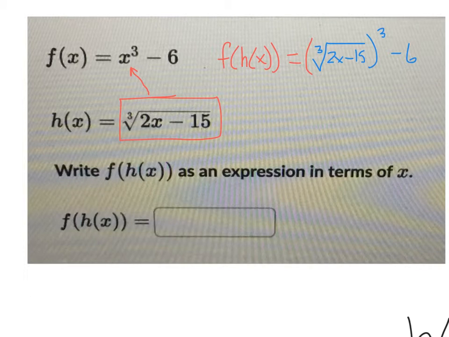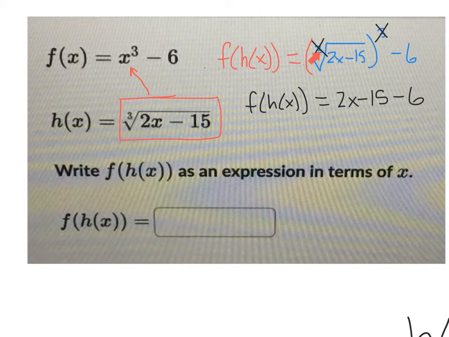Okay, so all we want to do at this point is simplify this. And so you'll see right here, I'm taking the cubed root, but I'm also what? Cubing it. Well, those are opposites of each other, so what that does is just make both those go away. So the cube root goes away and the cube goes away. And so I have f of h of x equals just 2x minus 15 minus 6. Because remember, the cube root, which is this little 3 here, and the little check mark meaning cube root, goes away because I'm cubing it. Those are opposites of each other. And so all I'm left with is 2x minus 15 minus 6. I can combine negative 15 and negative 6. And so my answer I'm going to put in the box is 2x minus 21.